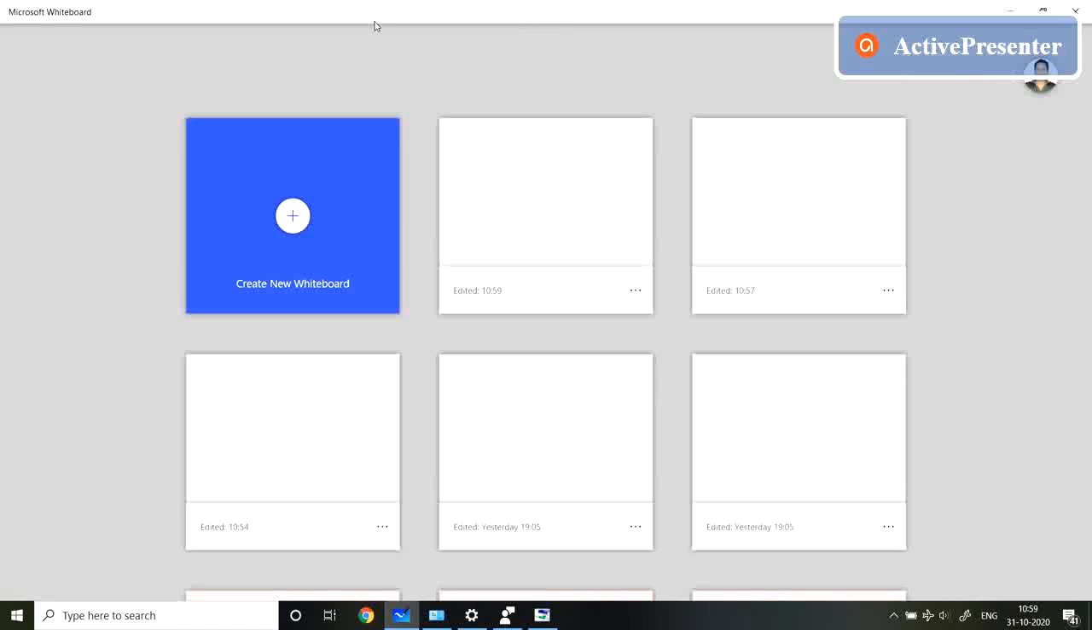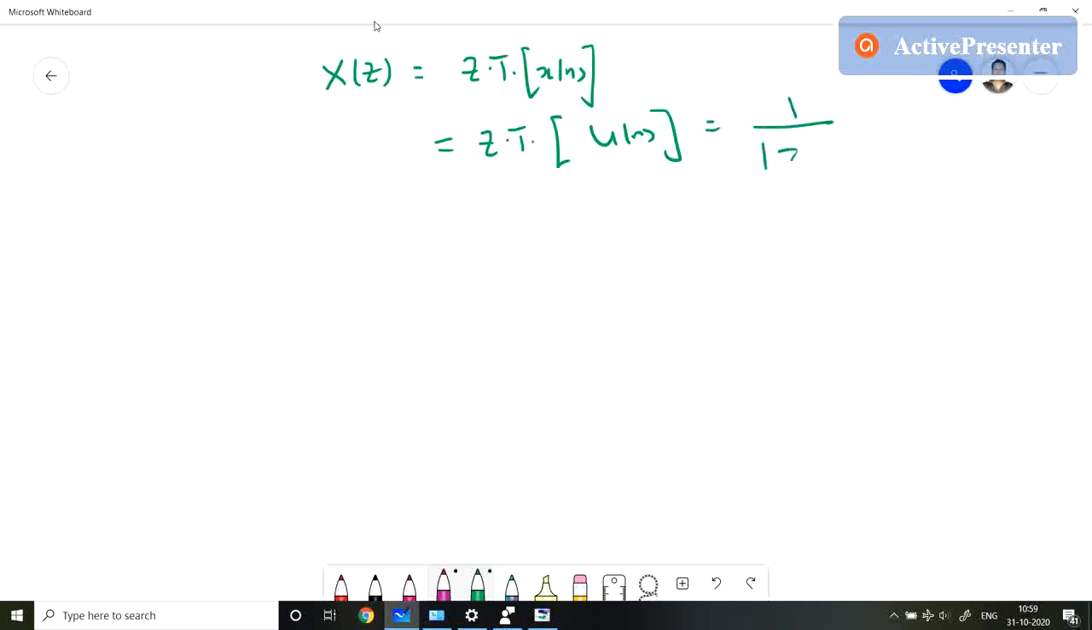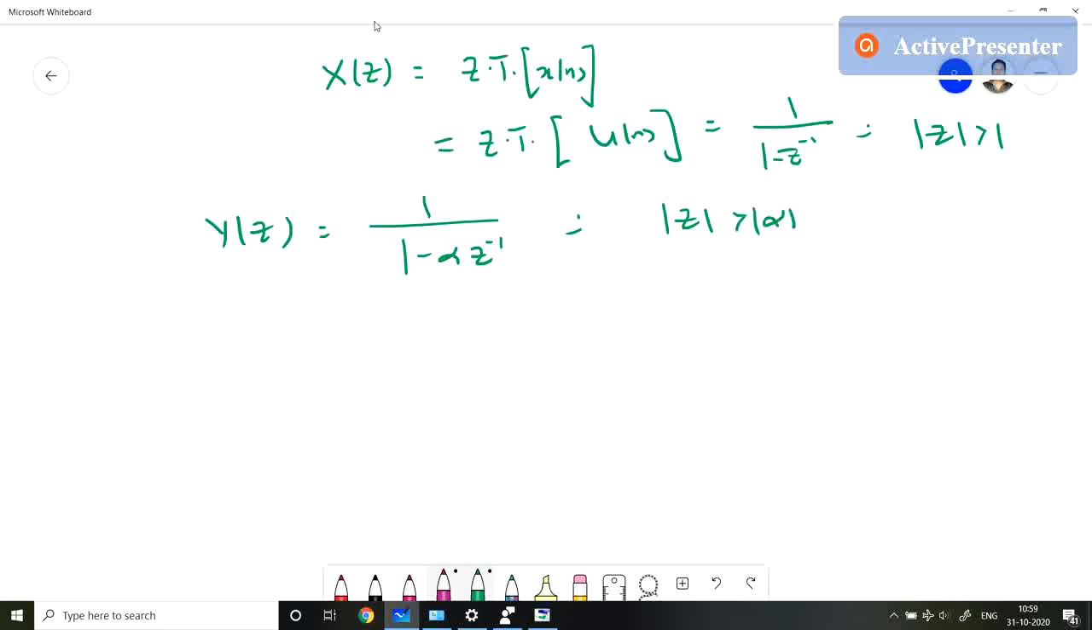Now what is X(z)? X(z) is the Z transform of x[n], which is the Z transform of u[n], and that is 1 divided by 1 minus z inverse, and the ROC is modulus of z greater than 1. And H(z) is 1 divided by 1 minus alpha z inverse, and that ROC is modulus of z greater than modulus of alpha, where alpha is a real quantity with value between 0 and 1.